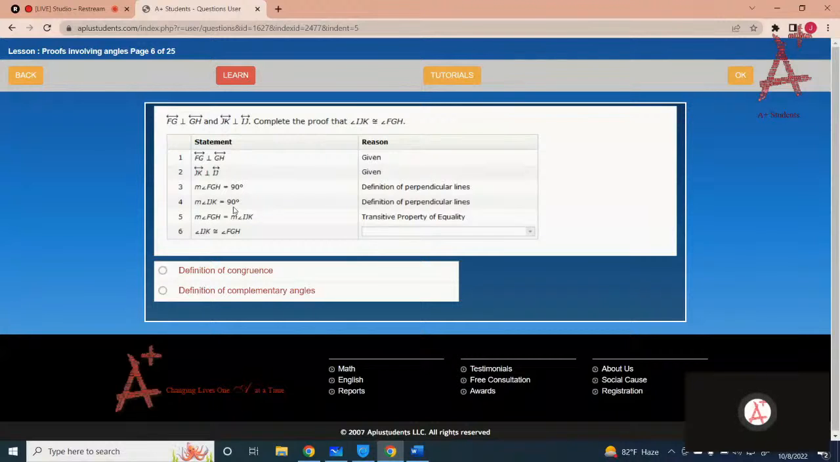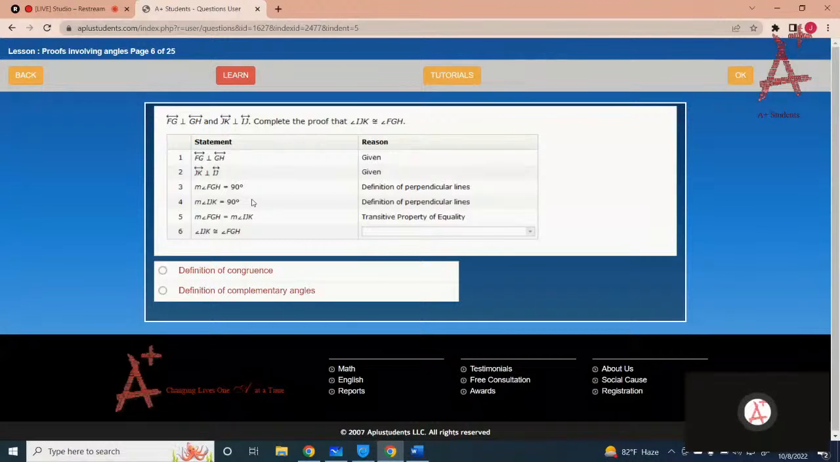because they are perpendicular, so they make 90-degree angles. That is the definition of perpendicular lines. Got it? So when they both equal 90 degrees, that means they are actually equal. That is because of the transitive property of equality. Got it?